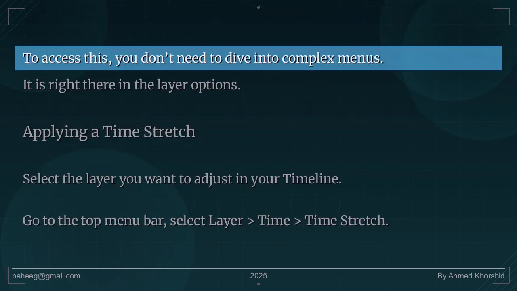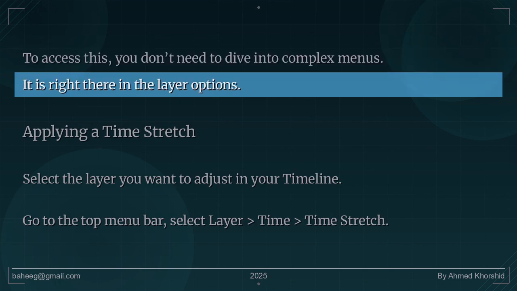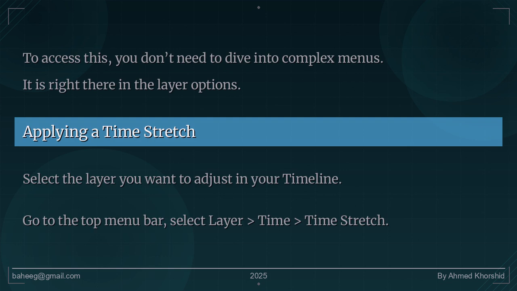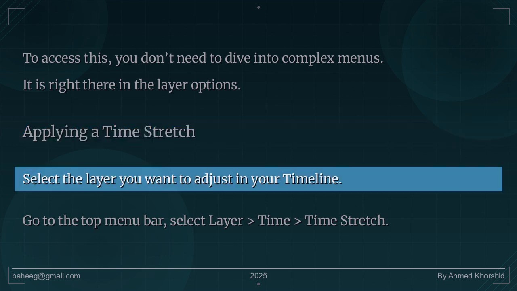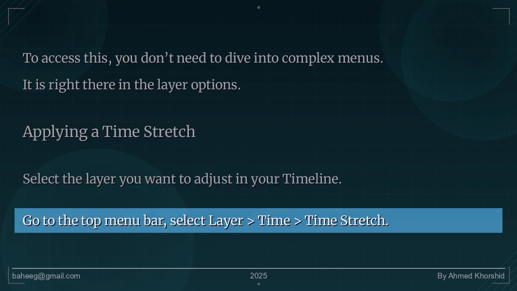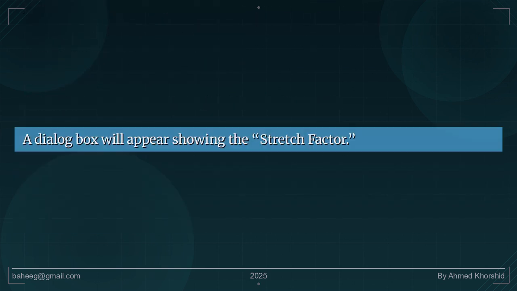To access this, you don't need to dive into complex menus. It is right there in the layer options. Applying a time stretch. Select the layer you want to adjust in your timeline. Go to the top menu bar, select Layer Time Stretch. A dialog box will appear showing the stretch factor.